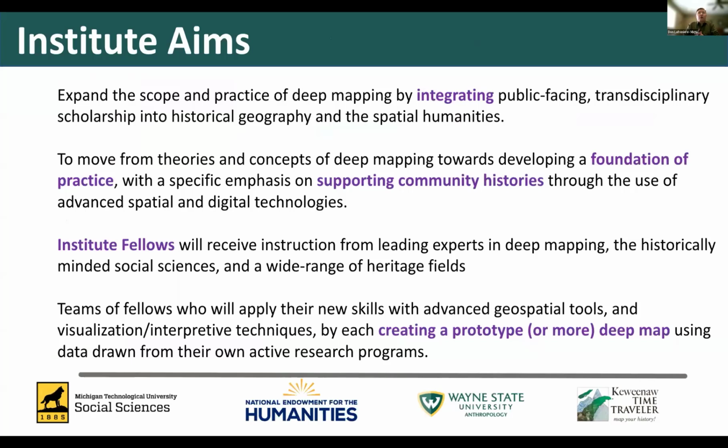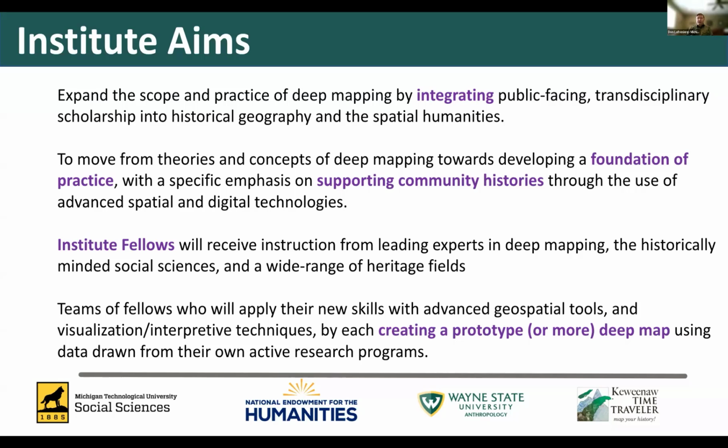Okay, so I want to go over some of the big higher level aims and objectives of what we want to try to accomplish this year as an institute. And these are not in any particular order, but in particular, what we're trying to do is to expand the scope and practice of doing deep mapping by integrating public-facing transdisciplinary scholarship into the spatial humanities, historical geography, and all the various disciplines that we have represented within the institute. Okay, and we highlight integrating because that's really important. That the public-facing components and the transdisciplinarity is centered. That we do this with all of our different ways of knowing and understanding together, and we do it with communities. So that's one of our aims.